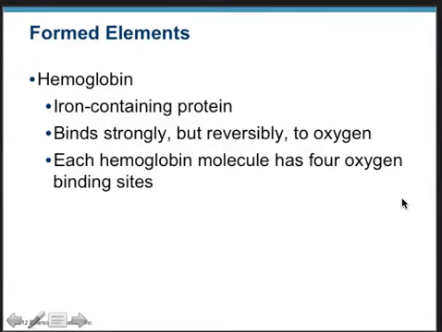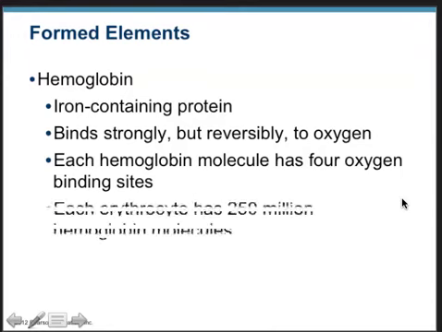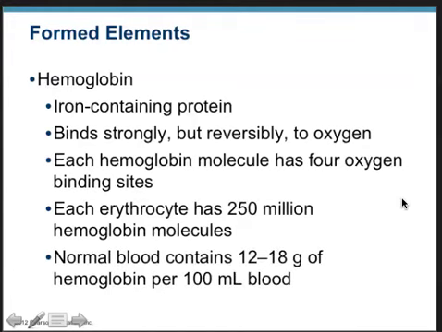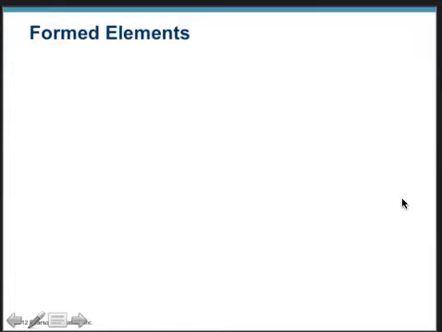Each hemoglobin molecule has 4 oxygen binding sites. It has 4 hemes, 4 iron atoms, and can bind up to 4 oxygens. And every erythrocyte has about 250 million hemoglobin molecules. Normal blood has about 12 to 18 grams of hemoglobin per 100 milliliters of blood, and that is essentially a direct measurement of the oxygen carrying capacity of your whole blood. The more hemoglobin you've got, the more red blood cells you have. The more red blood cells you have, the more oxygen carrying capacity you have in the blood.